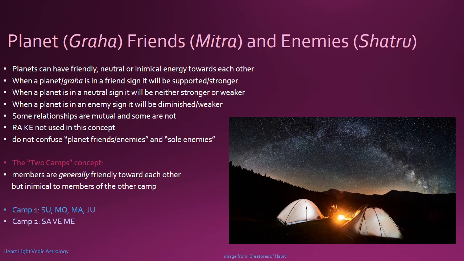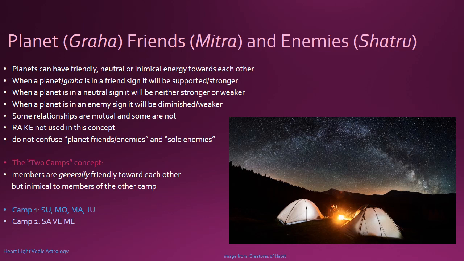So getting back to the two camps concept, the first camp is composed of Sun, Moon, Mars, and Jupiter. Generally, when these planets are in each other's houses, they're going to be friendly and supportive. Now, the second camp is Saturn, Venus, Mercury. When these planets are in each other's houses, generally they're friendly, supportive, and stronger.